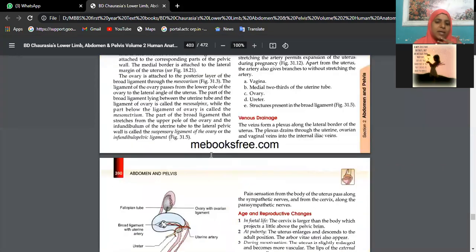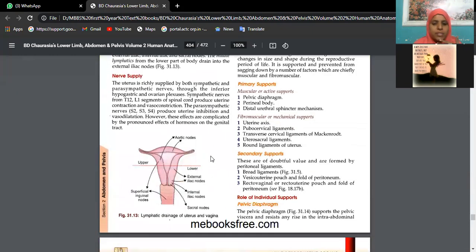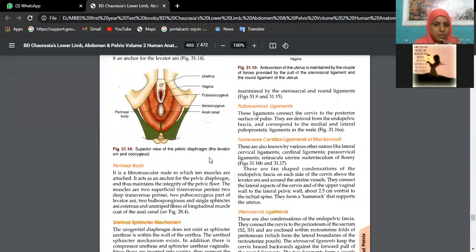Then let us see the various structures which actually form the supports of the uterus. First thing we have is the pelvic diaphragm, which is a very, very important support. The pelvic diaphragm is made up of the levator ani muscle. The levator ani is further made up of subdivisions of muscles: pubococcygeus, iliococcygeus and ischiococcygeus.